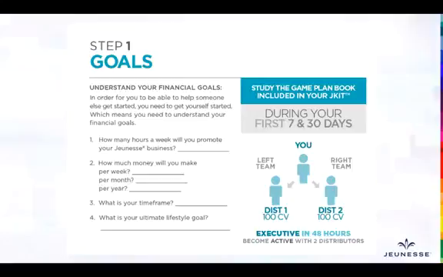And then the last thing is you want to determine what that ultimate lifestyle goal is for you. You may have started your Jeunesse Global business so that you could retire early or maybe pay off debt. Maybe it's to pay for your child's college tuition. Whatever it is for you, write it down, because this is really your why. This is why you started a business.